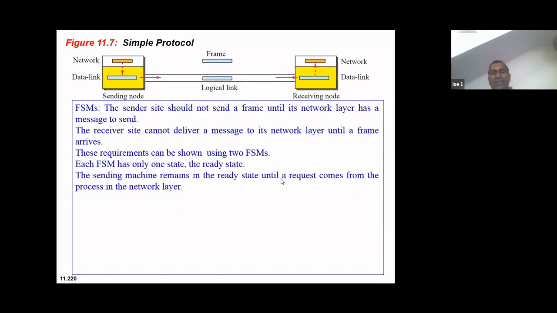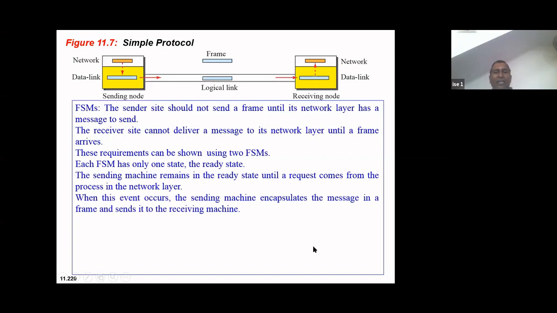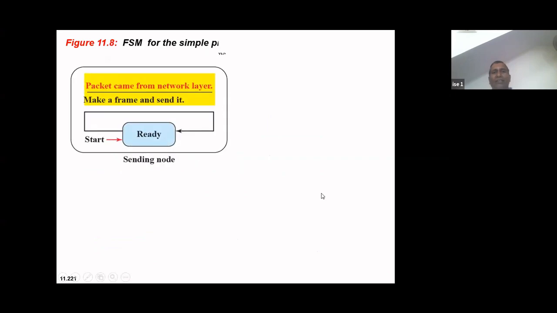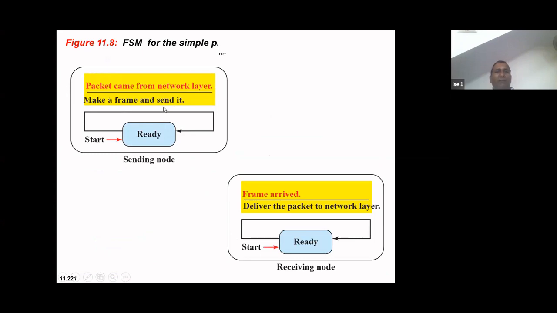So this entire scenario can be expressed as a finite state machine, which will have 2 states. The moment a packet comes from the network layer, the data link layer makes a frame out of it. Whenever the packet is pushed from the network layer to the data link layer, it starts and is ready. Once it receives the packet from the network layer, it converts it into a frame by attaching header, trailer, flags and all. And then it sends.